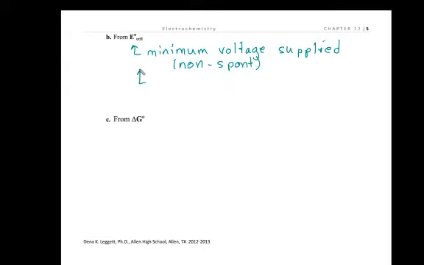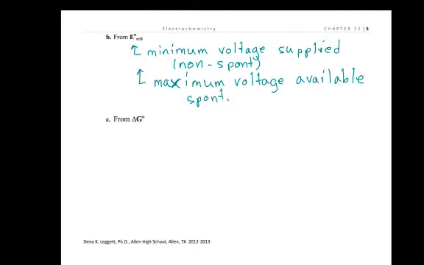Or if it's spontaneous, it's referencing the maximum voltage available to do work. And that would be a spontaneous situation. And you're going to be exploring these online in class.